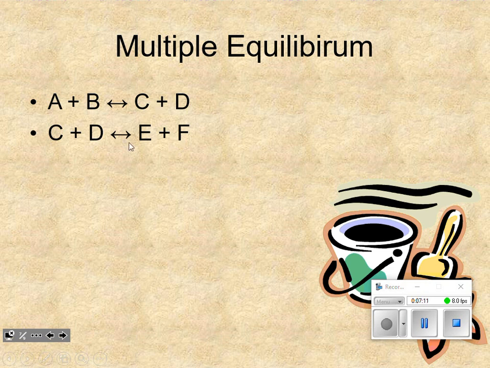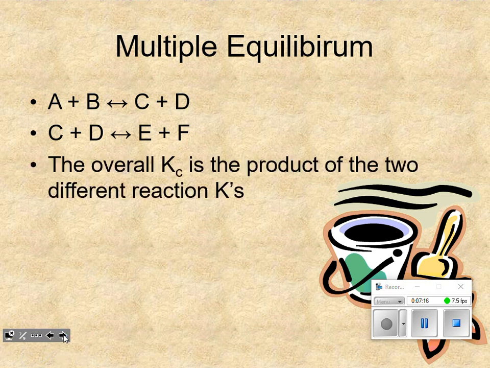Well, each of these side reactions could have equilibrium constants. If the overall reaction is A plus B makes E plus F, because when you add these two reactions together, these cancel out, we could find the overall K value by multiplying the K value of this reaction times the K value of this reaction.